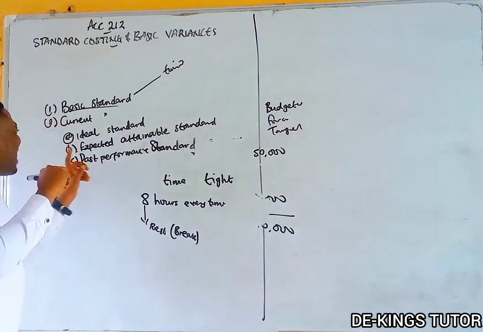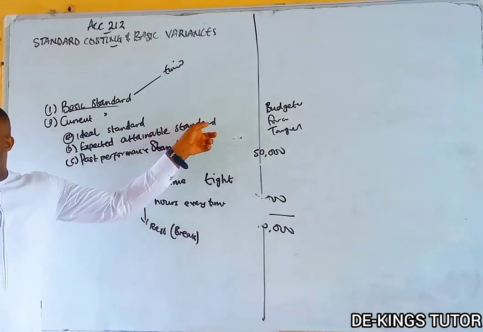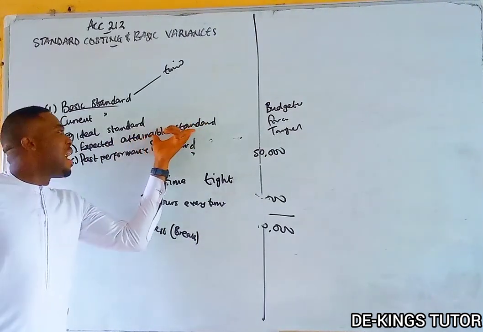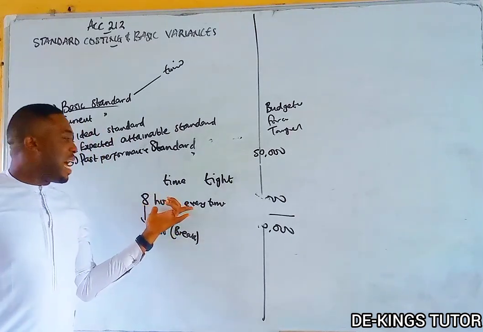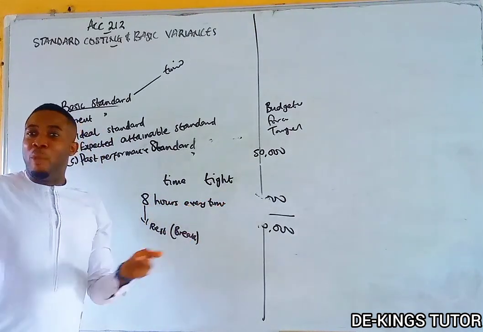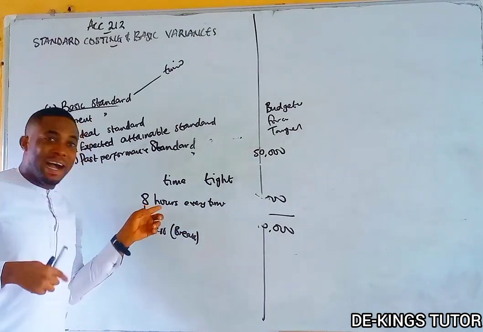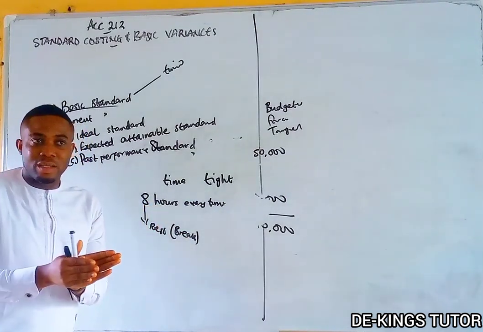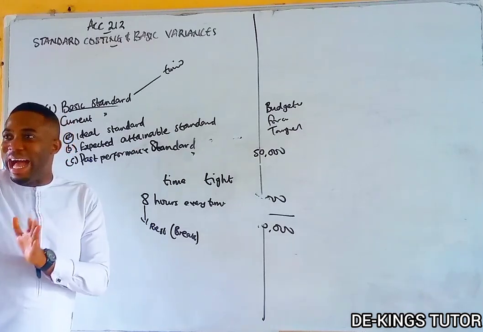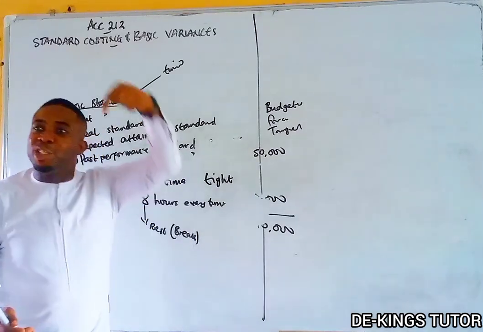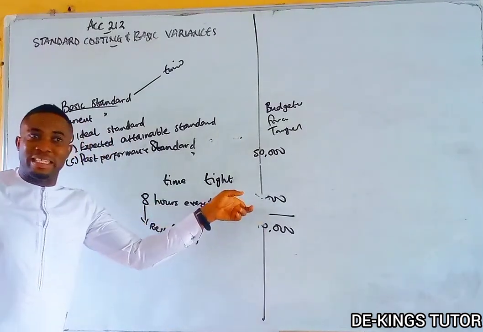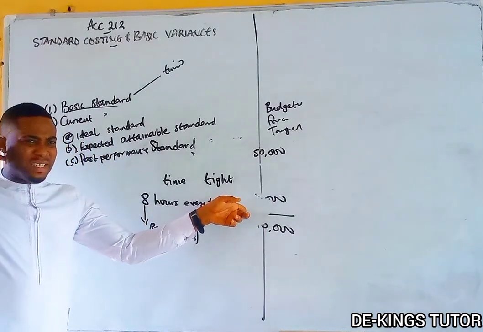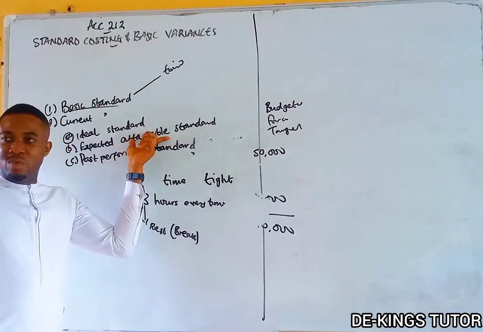Okay? Now the expected attainable. This is where you consider that even if we are saying 8 hours is the worker's time, we recognize that inside these 8 hours, the worker will have to rest. Do you understand? There might be some days that the machine might have a problem, so we might not achieve that total 8 hours that is already set. Do you understand what I'm saying? That is expected attainable.